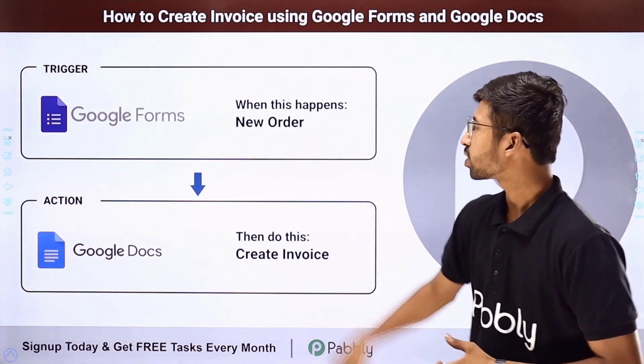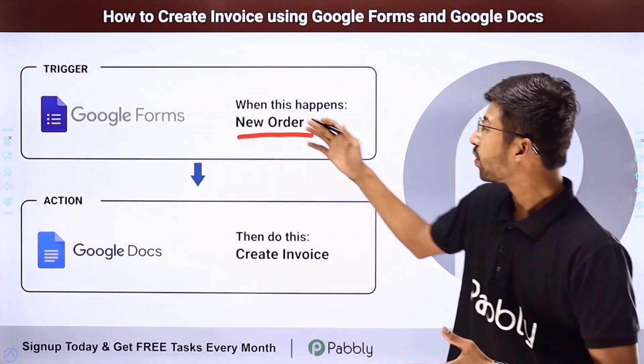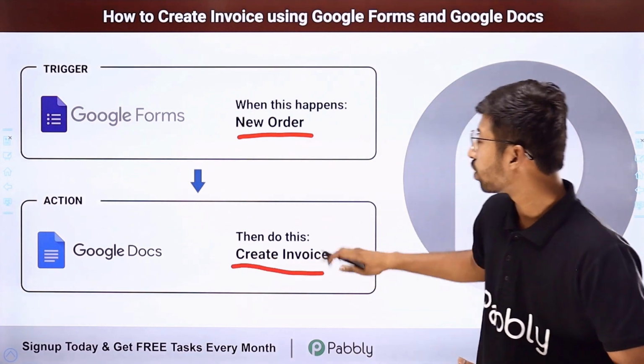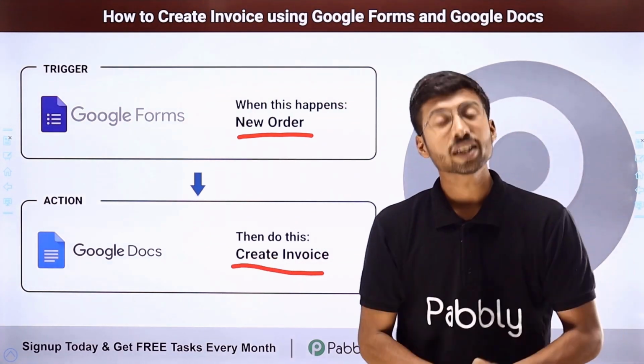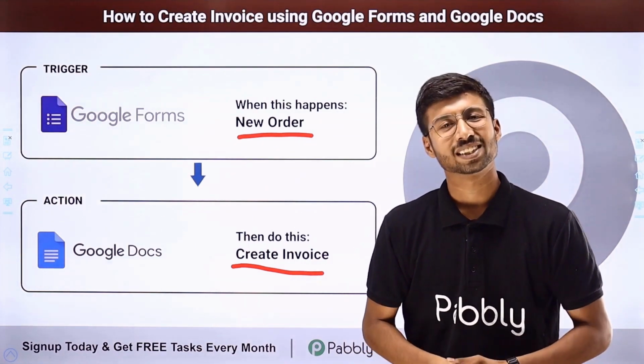The trigger of this automation will be receiving a new order on Google Forms, and the action will be creating an invoice in Google Docs for the same order. Now how can you set up this amazing automation? To know this, you have to come with me to my screen.